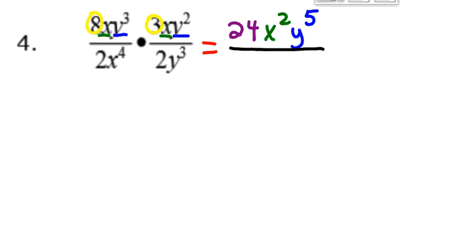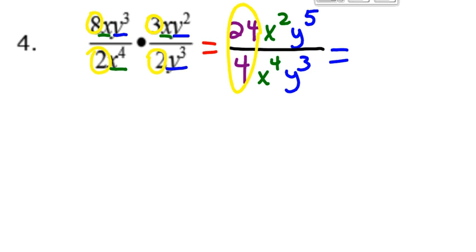On the bottom, I have a couple of numbers that I need to multiply here. 2 times 2, which is going to give me 4. And then I have an x squared in this one, but no x's on the next one, so I'm just going to leave that as x to the 4th. And then I've got the same situation going on with my y's, where I only have y's on the right side. All right, so now that I've taken care of the numerator and the denominator, I'm going to simplify. So right here, 24 divided by 4 gives me 6.